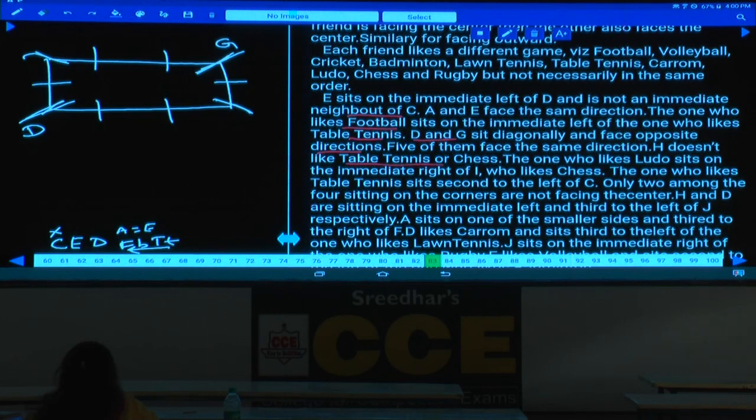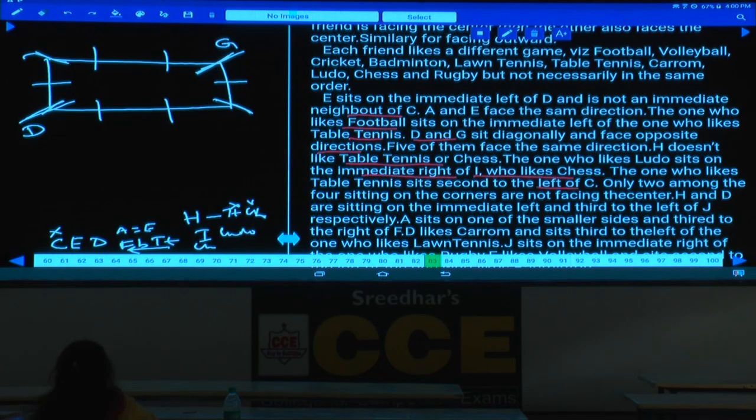H does not like table tennis or chess. Table tennis and chess are ruled out; H does not like these two. And the one who likes Ludo sits on the immediate right of I who likes chess. Now I likes chess, and the one who likes Ludo sits to the immediate right of the one who likes chess. The one who likes table tennis sits second to the left of C.